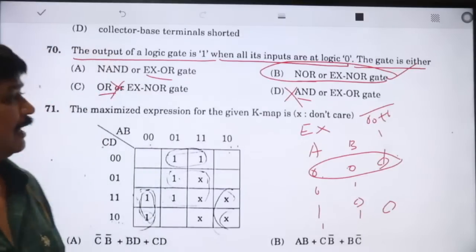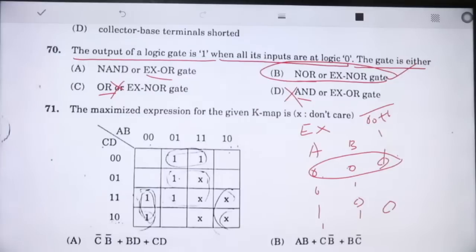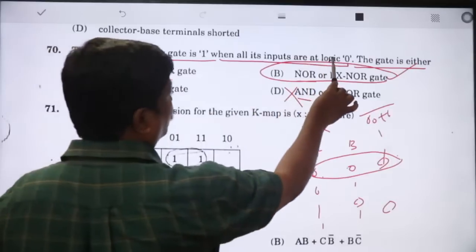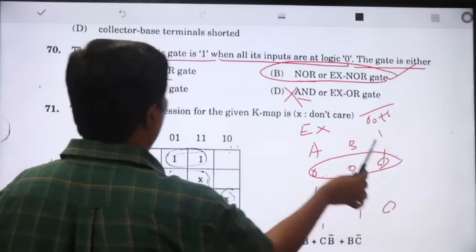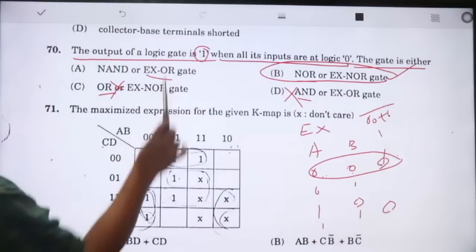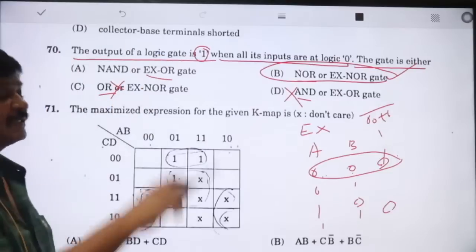Are you clear? How we chose this one? Right, all of you? Because in an XOR gate, if all the inputs are 0, 0, the output you are getting is 0. But we need a 1. We need a 1 for this, and that is possible in the NOR gate.